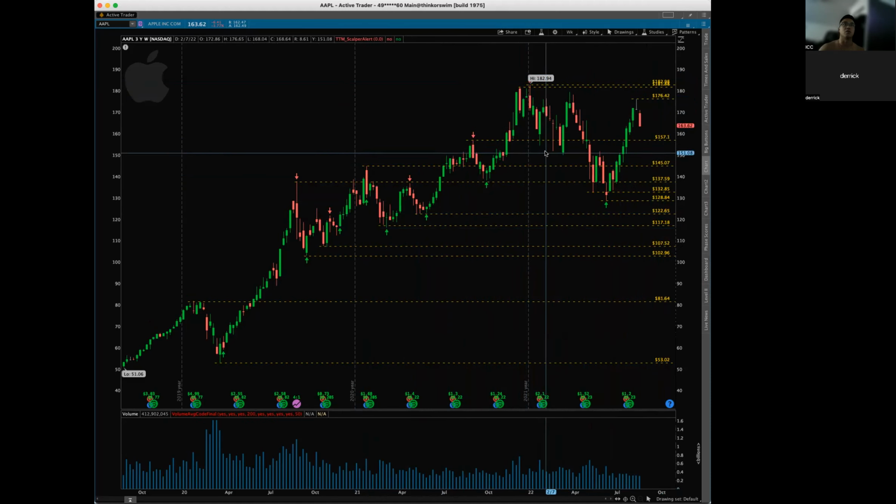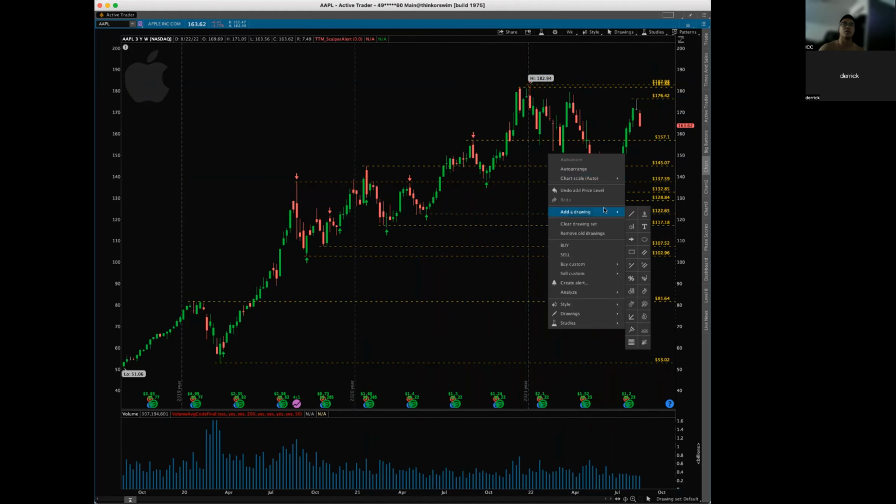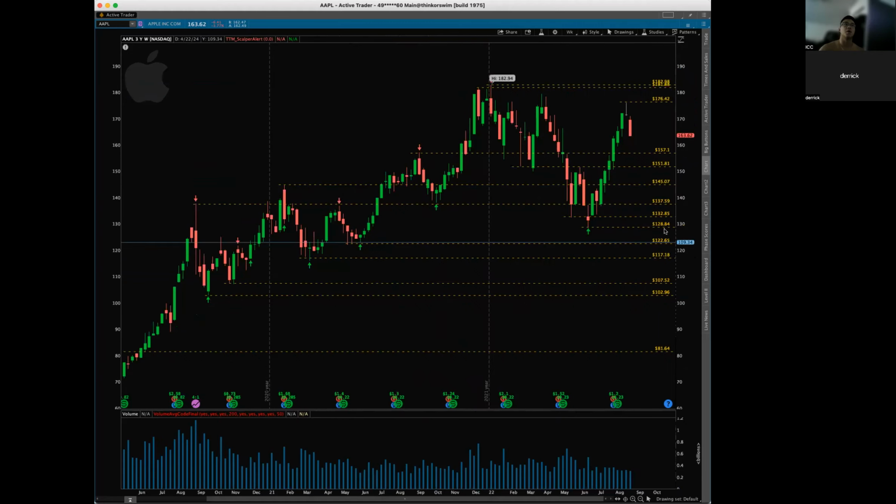We'll continue to draw these a little bit. Again, it's going to get a little bit hectic if you're new to it. But of course, this is really good practice to understand these price levels as you trade on a smaller time frame, right?